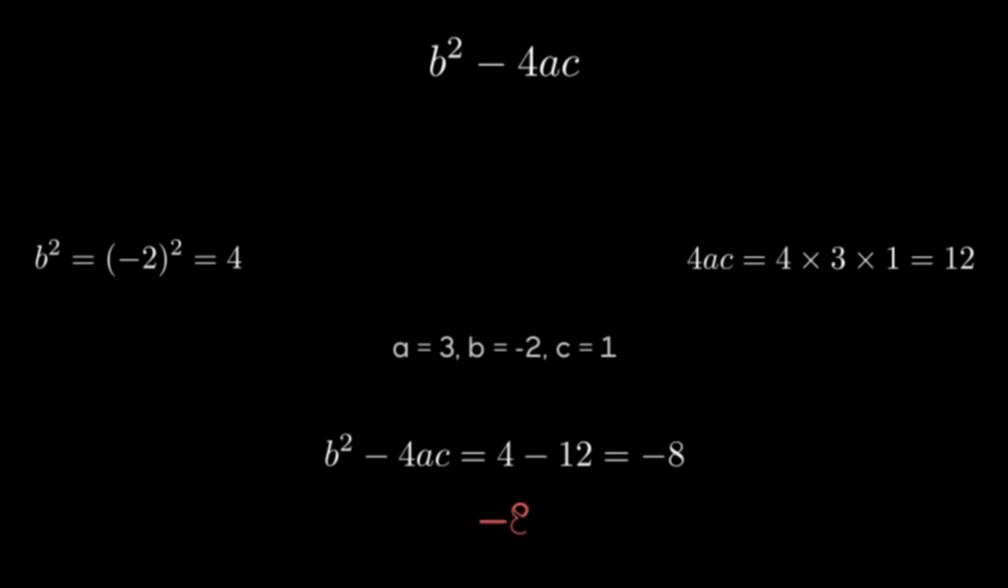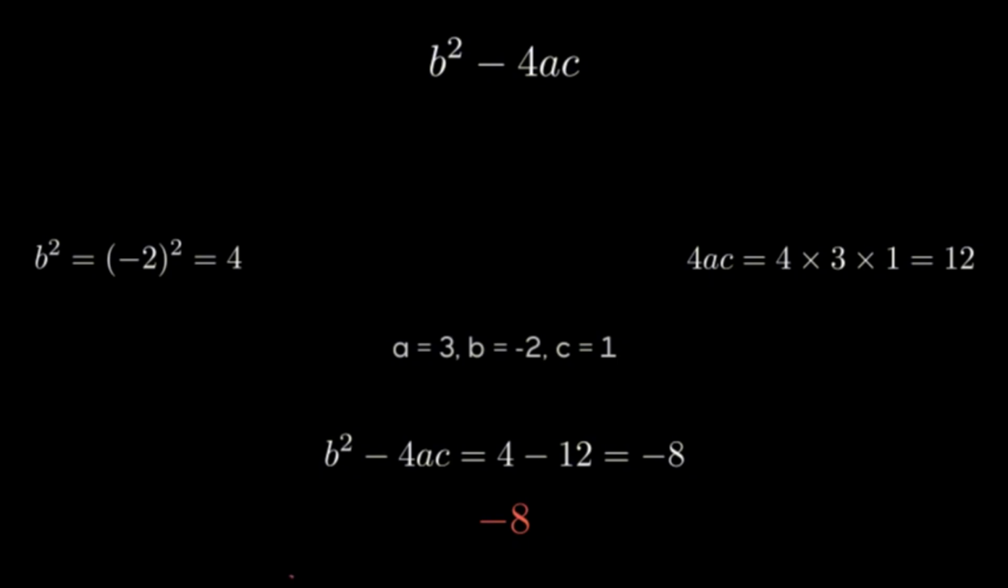This is a crucial finding because the sign of the discriminant tells us about the nature of the solutions to our quadratic equation. A negative discriminant indicates that the quadratic equation has no real solutions. In the quadratic formula, x equals negative b plus or minus the square root of the discriminant, all divided by 2a. When the discriminant is negative, we need to take the square root of a negative number, which leads us into the realm of complex numbers.